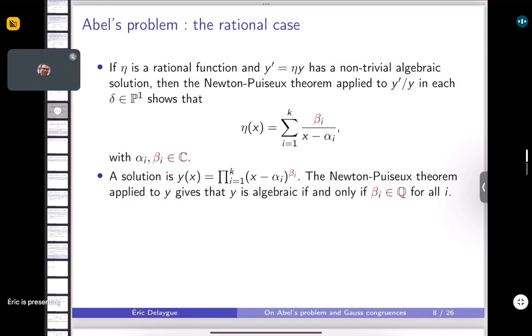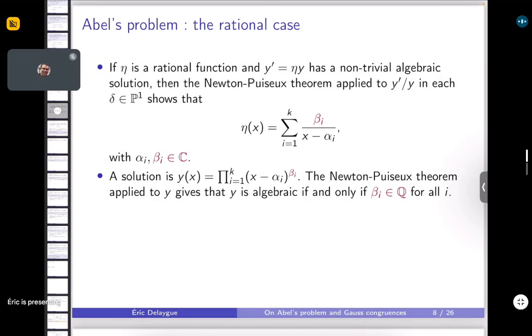Okay, but then if you have this, you see that you can write the solution quite easily. And y is a product of (x minus alpha_i) to the beta_i. But now, you know that for y to be algebraic, if you again use the Newton-Puiseux theorem, it will imply that in fact the exponent beta_i must be a rational number.